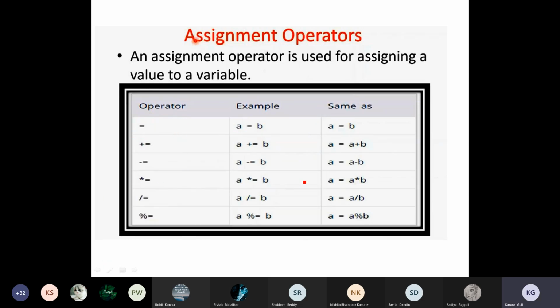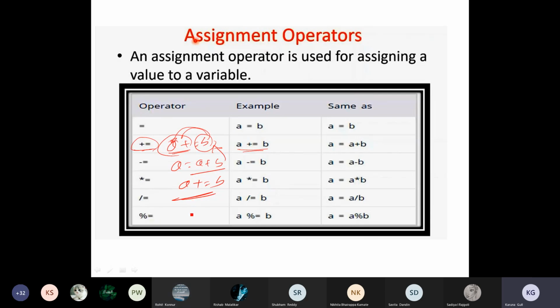Next, you have something like this. The meaning of this is, if I write A plus equal to B, this is associated with this, and you can add this to this and the result is finally stored back into this. So A is equal to A plus B can be shortly written as A plus equal to B. Is it clear?